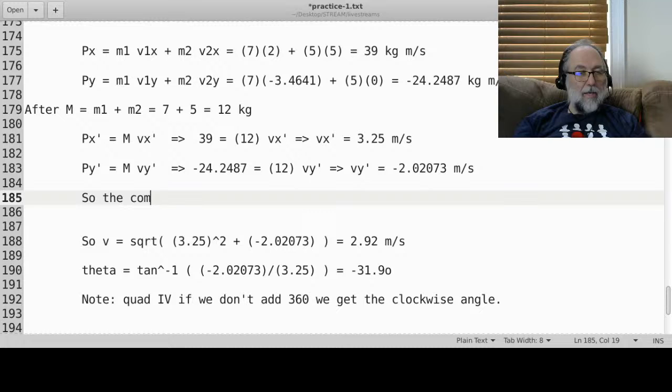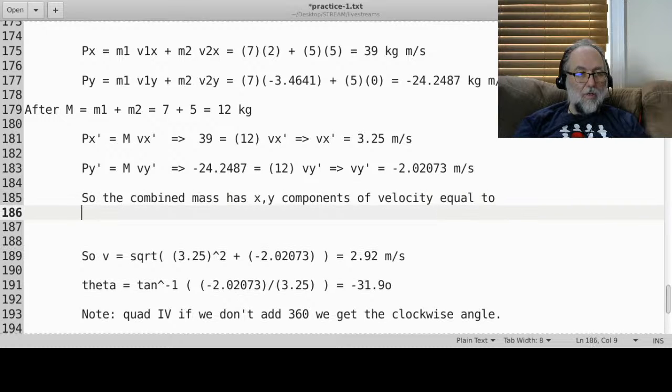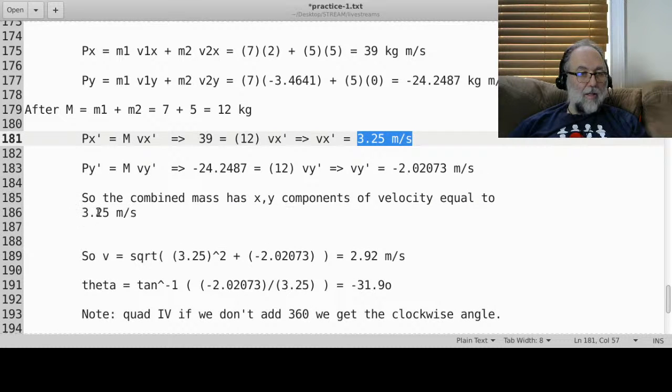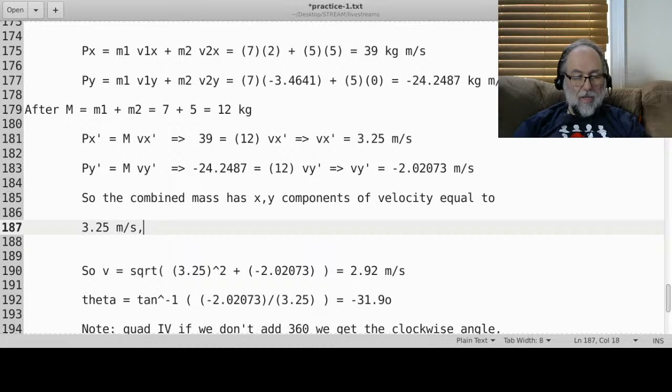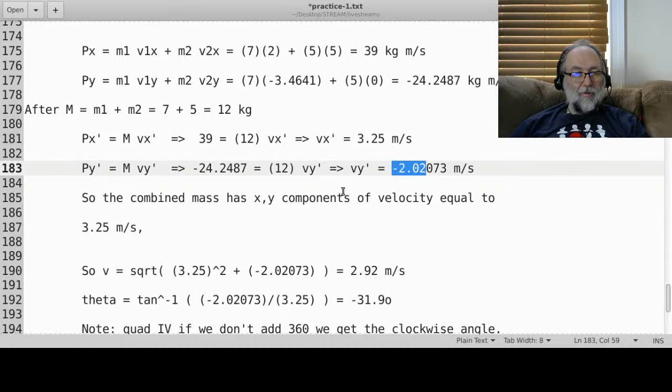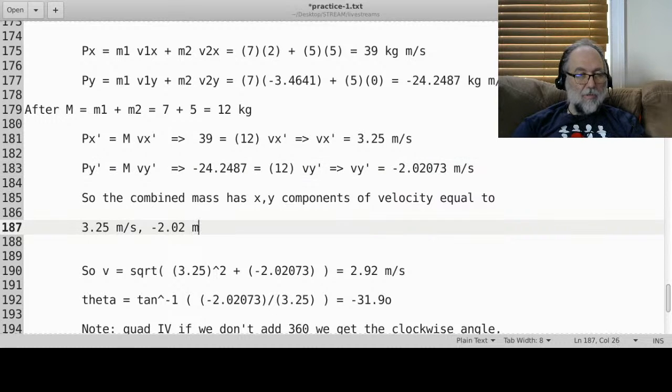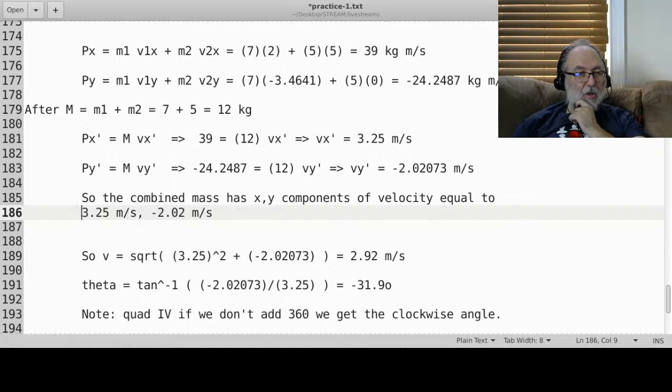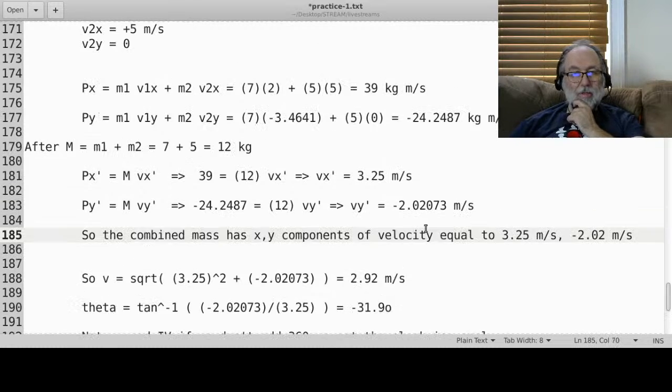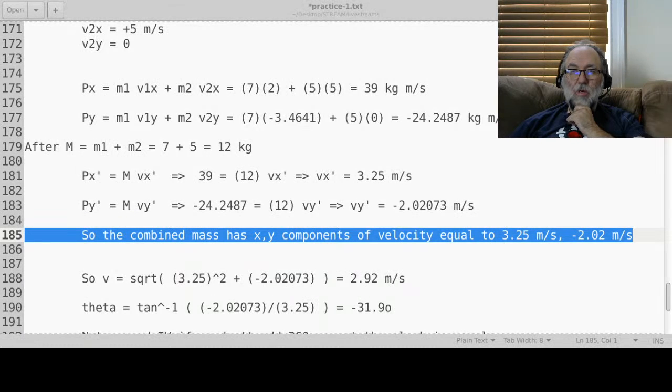So the combined mass has x, y components of velocity equal to this, and that, and I'll round off here, meters per second. Okay, so there we go. I'm obsessing here about form. So that answers the first question.